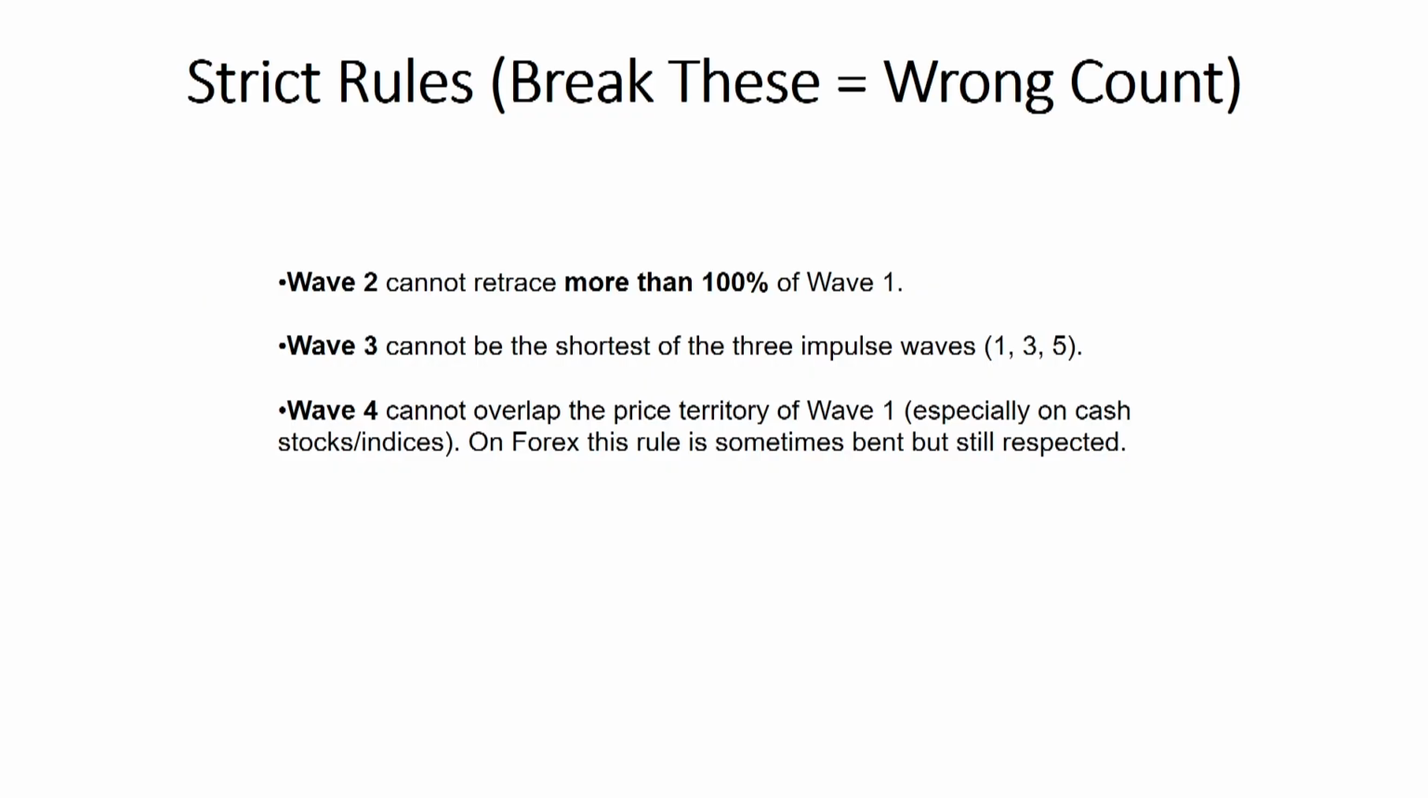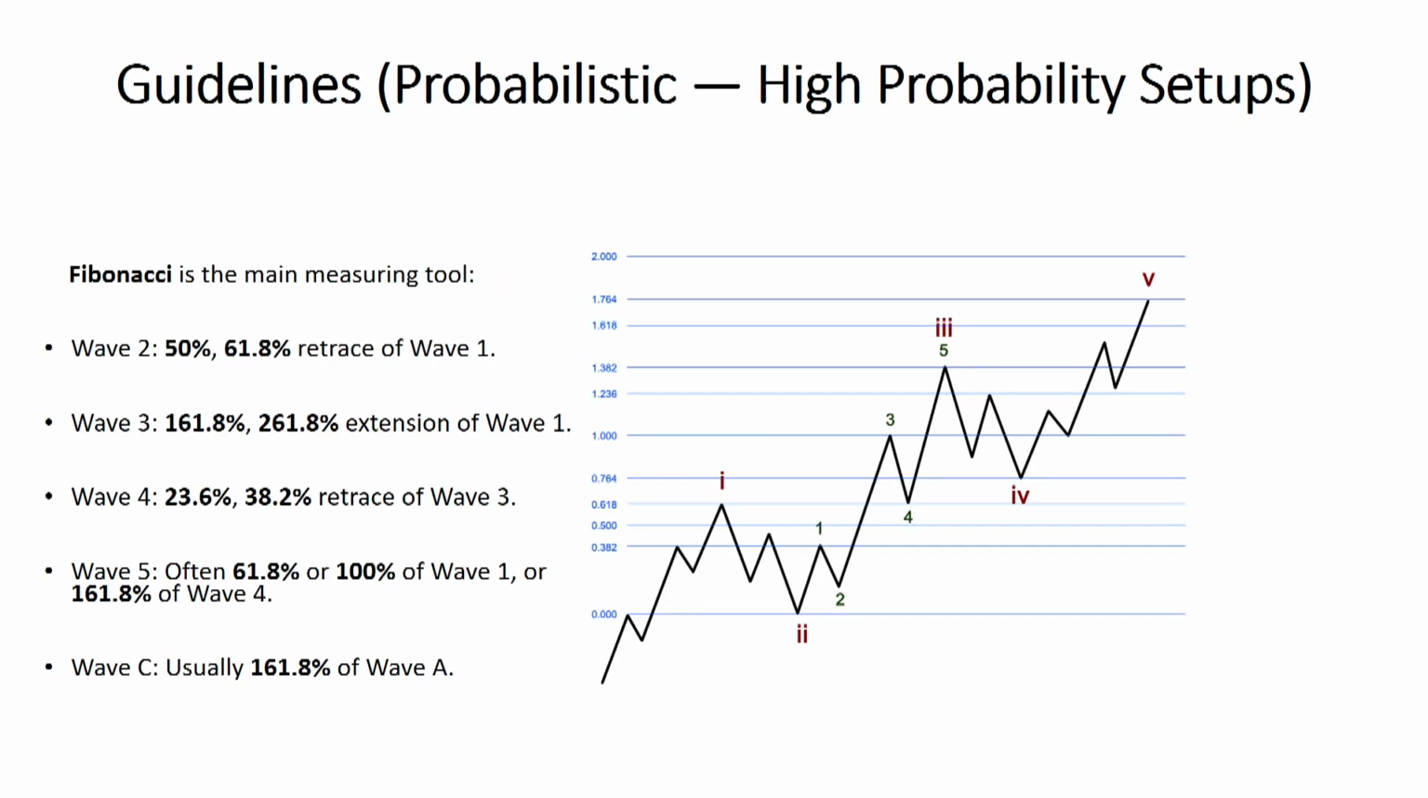Now, the golden rules: if even one of these is broken, your wave count is most likely wrong. Wave 2 can never retrace more than 100% of wave 1. Wave 3 can never be the shortest among waves 1, 3, and 5. Wave 4 cannot overlap wave 1. These are fundamental. To measure all of this, we use Fibonacci.